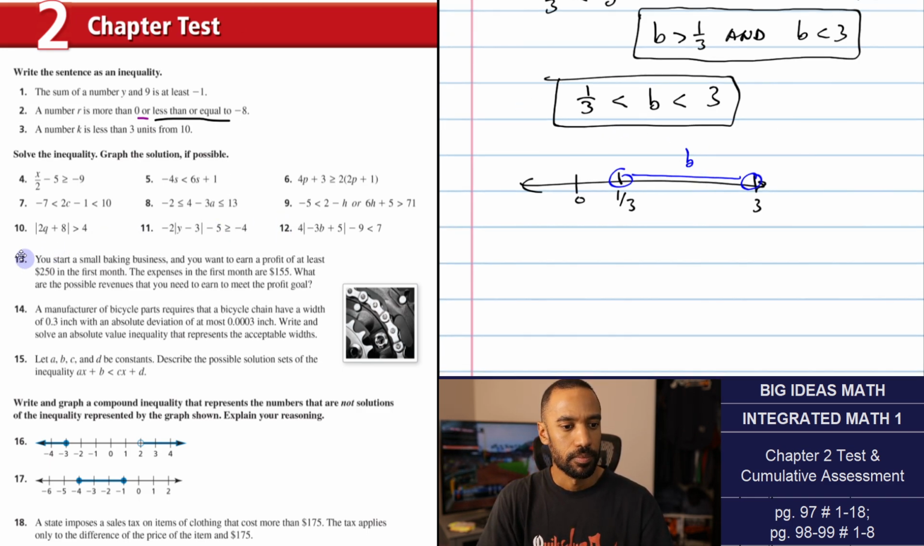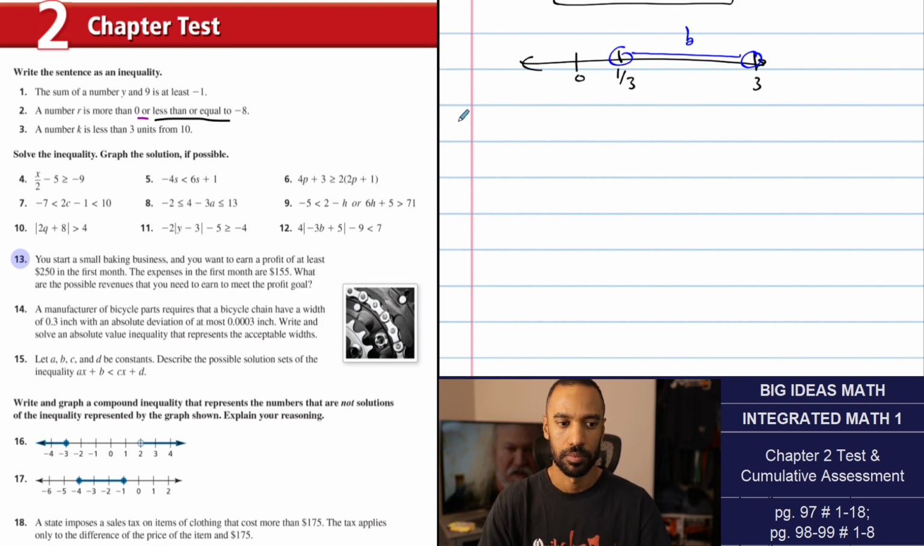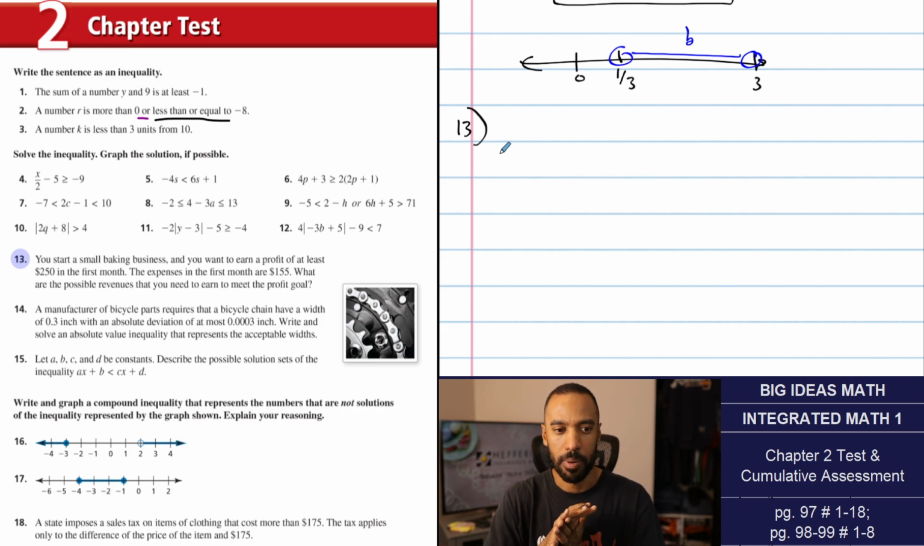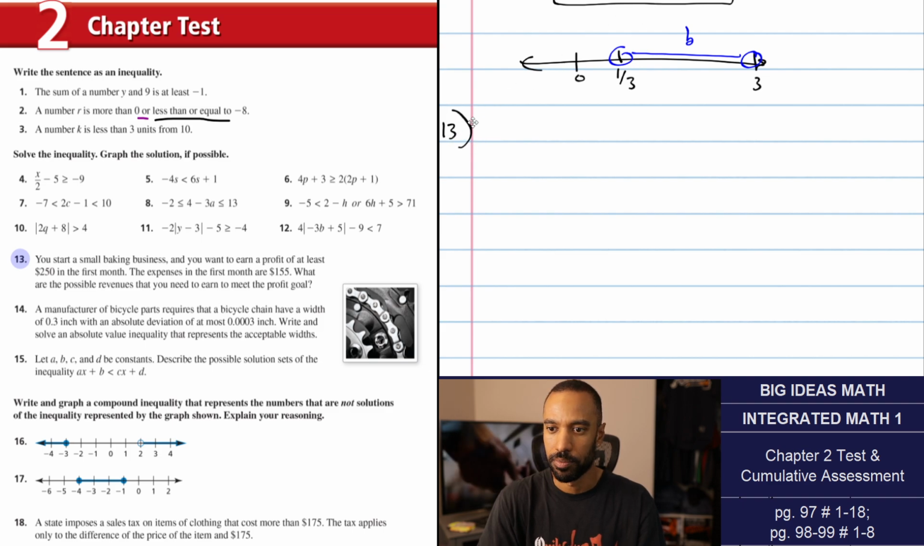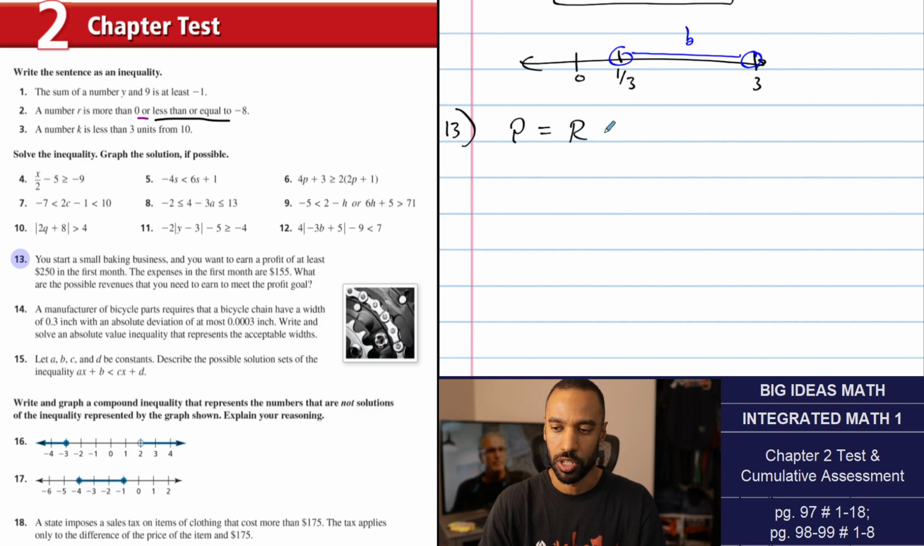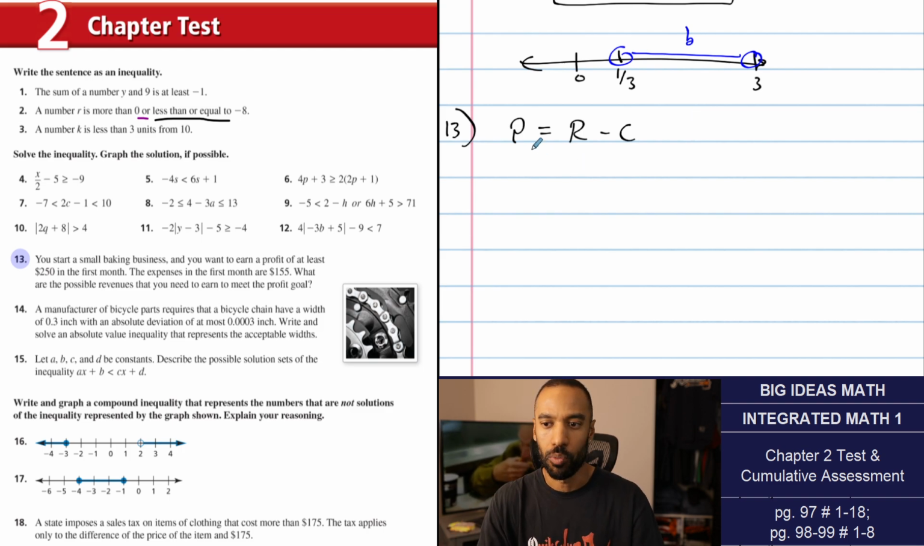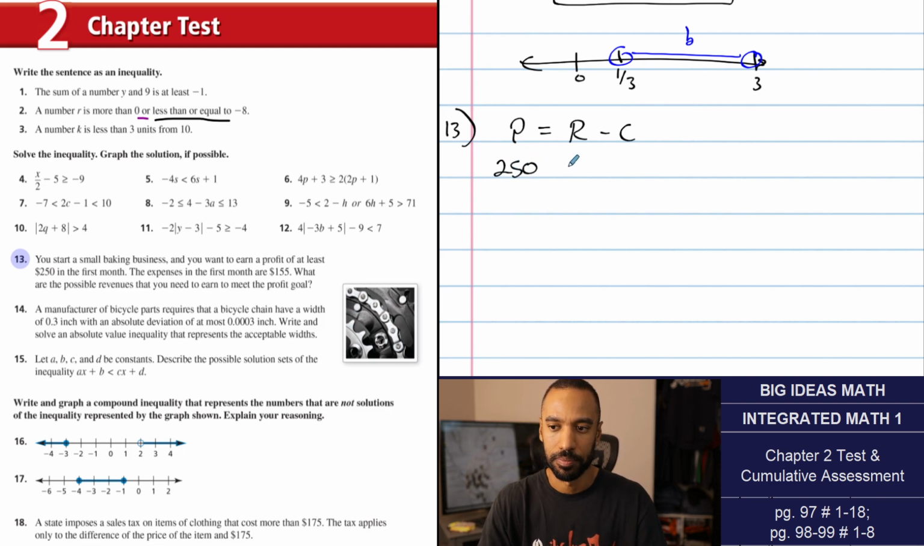Okay, number 13. You start a small baking business and you want to earn a profit of at least $250 in the first month. The expenses in the first month are $155. What are the possible revenues you need to earn to meet the profit goal? Okay, first of all, it sounds like we have, I'm just going to give you an equation to begin with. I know it's inequalities eventually, but profit is revenue minus cost. So they're talking about our profit. We want $250 profit, and we need to find what revenue minus $155 expenses will get us there.